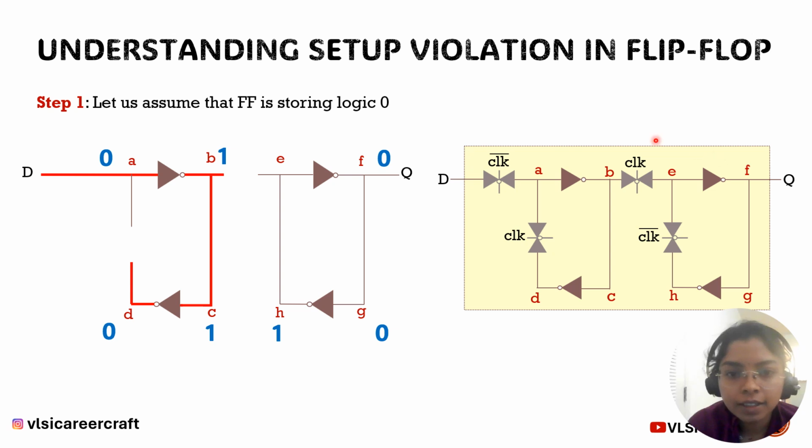Now let's consider a scenario to understand the setup violation of a flip-flop. Let's say the flip-flop is storing logic 0. So at D, the input is logic 0 and the output of this inverter gives us 1 at node B, and this goes to the second inverter at node C, it is 1, and this gives us 0 at node D, and then it waits for the clock to arrive.